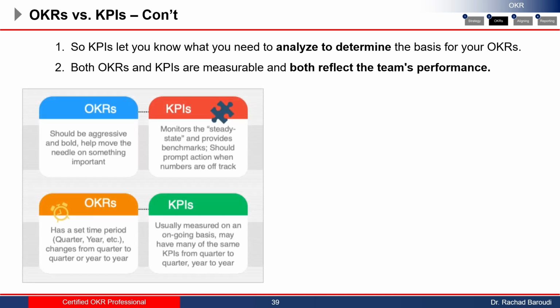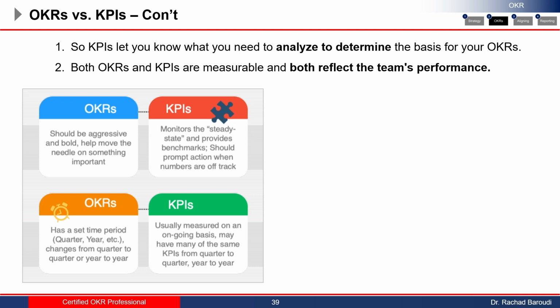If we look at the first two boxes on top, OKR should be aggressive and bold, help move the needle on something important. So it doesn't really focus on everything, it focuses on the most important thing for this quarter. Meanwhile, KPIs monitor the steady state and provide a benchmark and should prompt action when things are wrong, when the numbers are off track. The color of the KPI is red in this case.